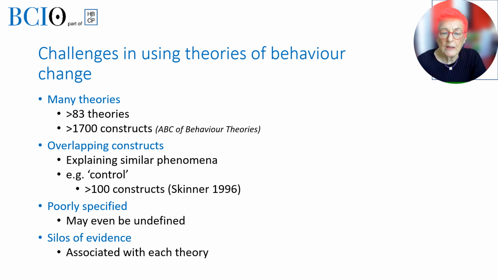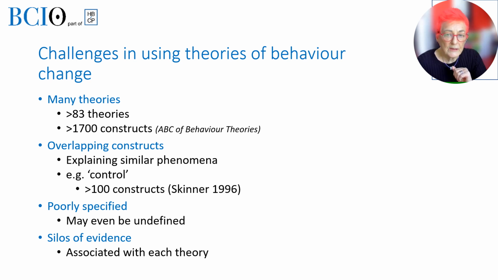The theories have overlapping constructs. They explain the same phenomena. They look similar. Are they similar? Are they different? Are they defined differently? For example, the construct of control has been used in many, many ways. In 1996, Skinner published a paper showing that there were over 100 constructs of control. How do we know which are similar? How do we know which are different?